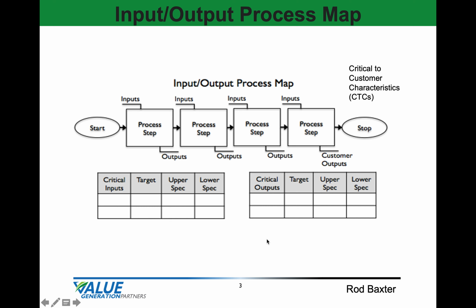Input-output process maps are really used to understand how the inputs are impacting the outputs. If we're trying to reduce variability or defects or scrap, we're going to use an input-output process map.